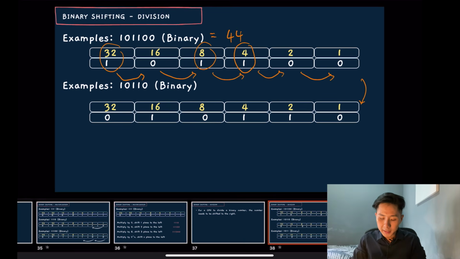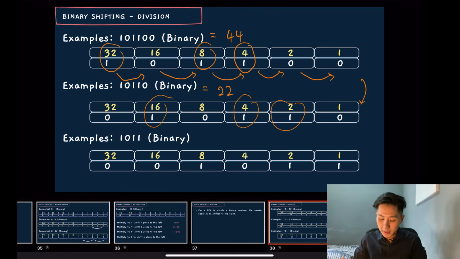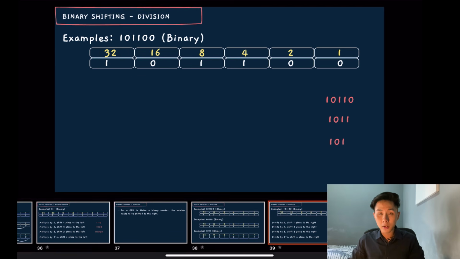If I calculate this value in denary, it is 16 plus 4 plus 2, and we get the value of 22. And if I shift this one more place, I will get 1011. If I calculate the denary value of this, it is 8 plus 2 plus 1, which gives 11. So from the values here, hopefully you can see the pattern. 44 to 22 is division by 2. 22 to 11 is again division by 2. So the same theory persists.